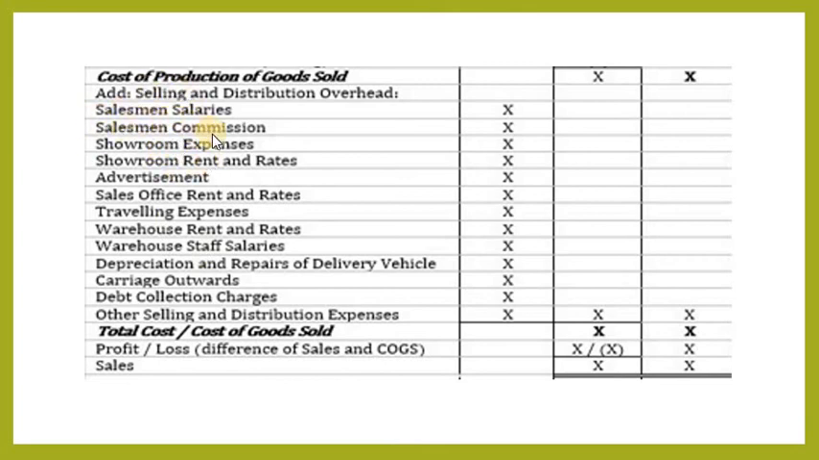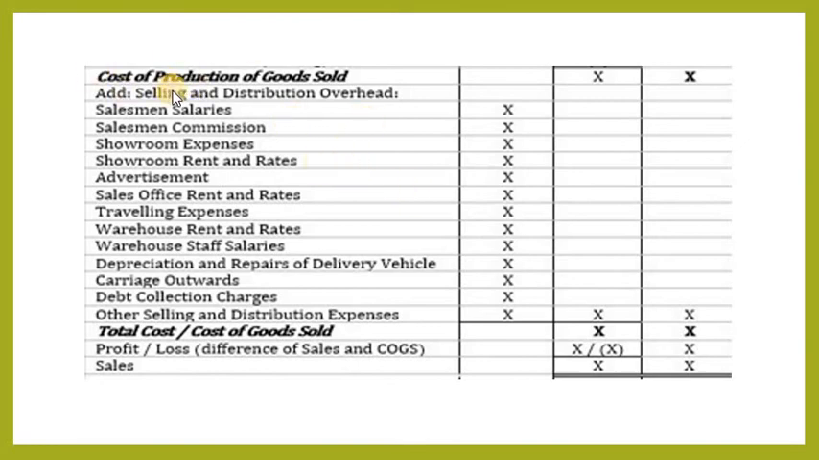Here the salesman salaries, salesman commission, showroom expenses, showroom rent and rates, advertisement, sales office rent and rates, then traveling expenses, then warehouse rent and rates, then warehouse staff salaries, the depreciation and repairs of delivery vehicles, then carriage outwards, then debt collection charges, then other selling and distribution expenses. These are all expenditures included in our selling and distribution overhead. That means when we want to sell our product, we have some expenditure. When we want to distribute our products from our place to customers, we have some expenditure. That's why these are all expenditures that come under selling and distribution expenditures.